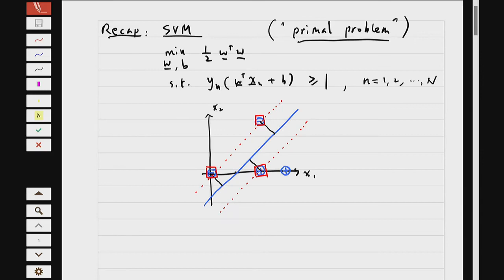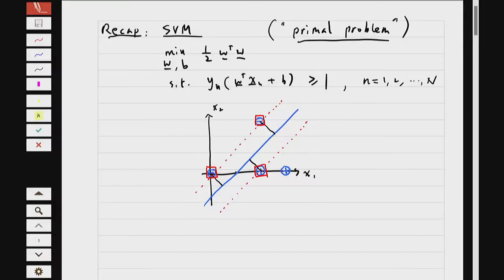If it's exactly equal to 1, then your particular data point N sits right on top of the boundary of the margin. For most points, at the end, you will have the product strictly greater than 1. That means those points are away from the margin, like this point here. But the points that are exactly equal to 1 just sit right on top of the boundary of the margin. So that's our current understanding of the SVM so far.